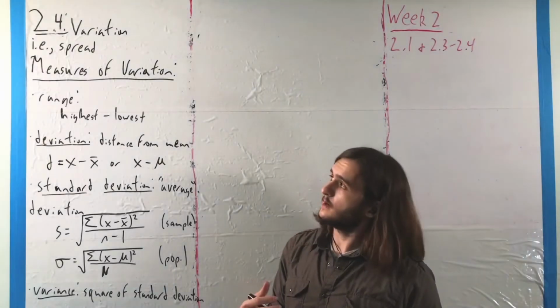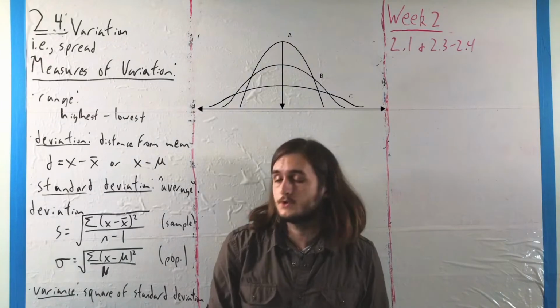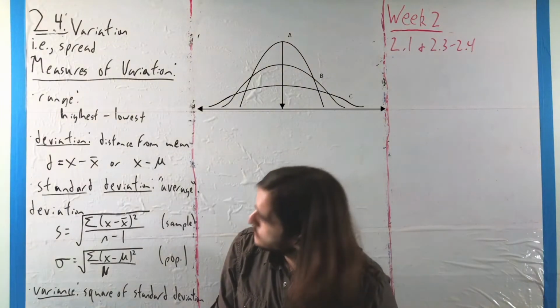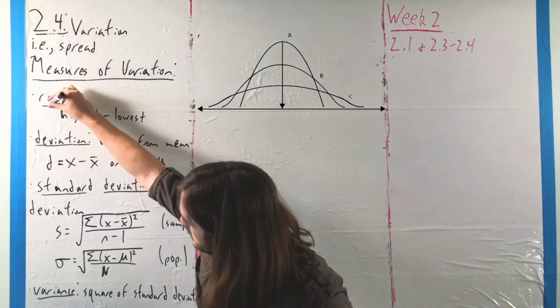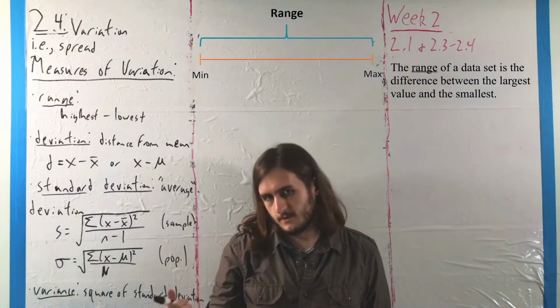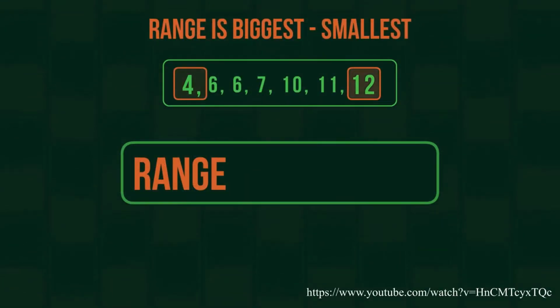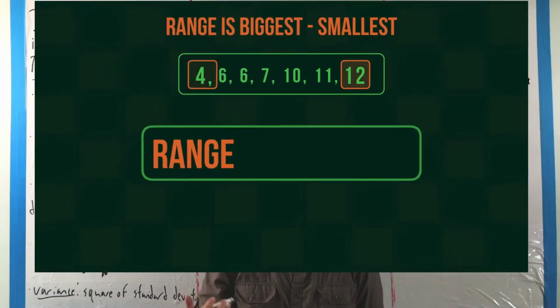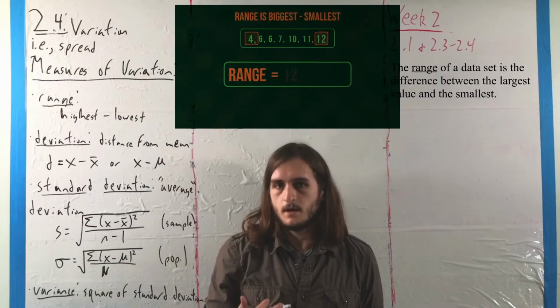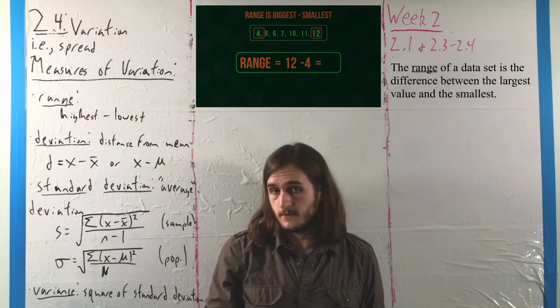So with our motivation in mind, we'll talk about our measures of variation, where the first one we have is the range. And we already talked about the range. It's just the highest value minus the lowest value. It's not a very interesting computation, but it can tell us something quickly about the spread of our data.